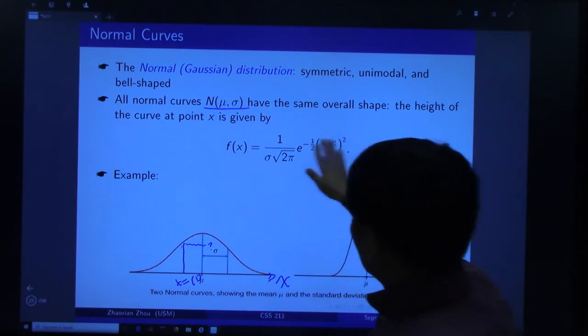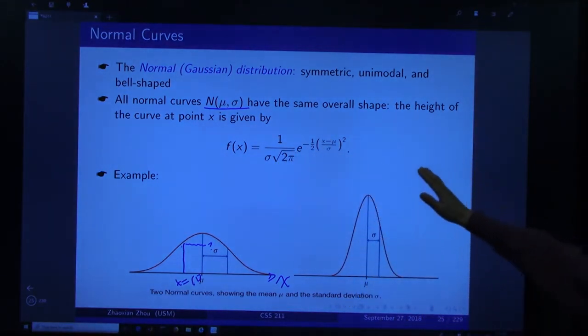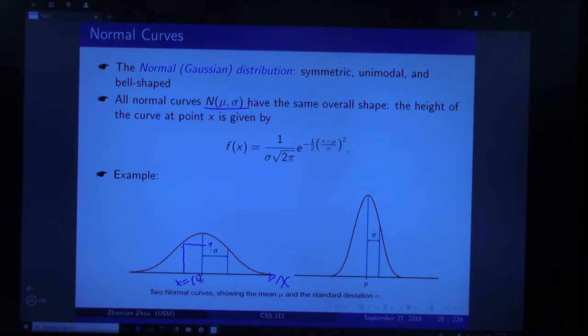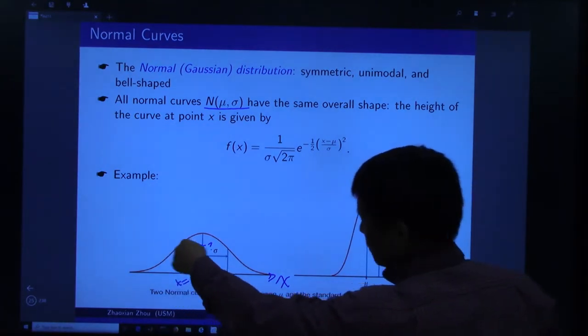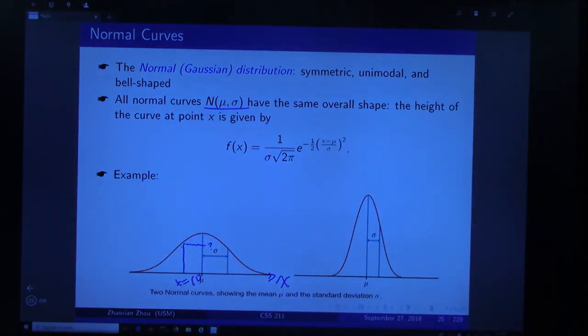Usually we do not need to use this formula to calculate the height. Instead, for density curves, we are interested in the area under the curve above any range, not the absolute height of the density curve. But this gives us the definition for the normal curve.